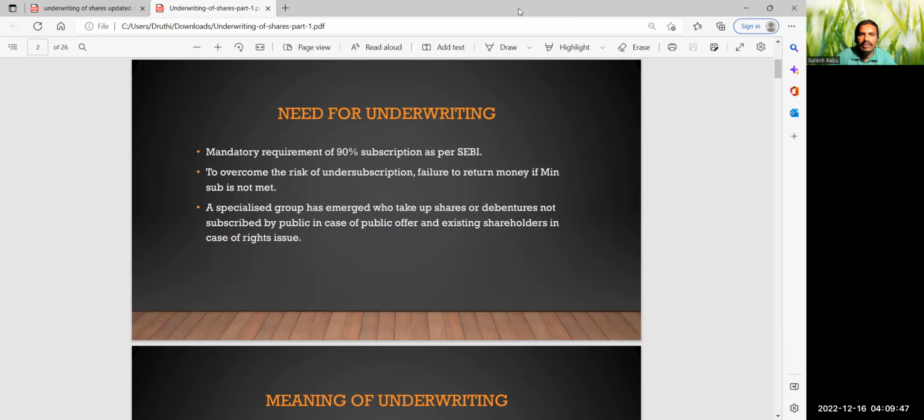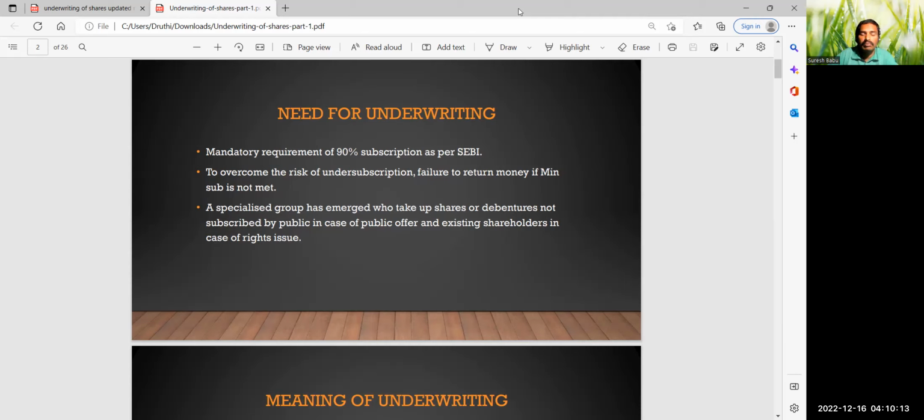So first of all, let us see the need for underwriting before knowing the meaning of underwriting. There is a mandatory requirement of 90% subscription as per SEBI guidelines. That means any company that goes to issue shares, there is a clause called the minimum subscription clause. What does this clause say?